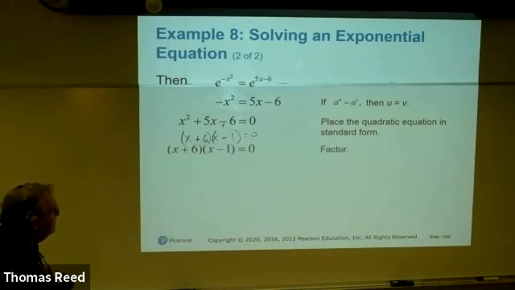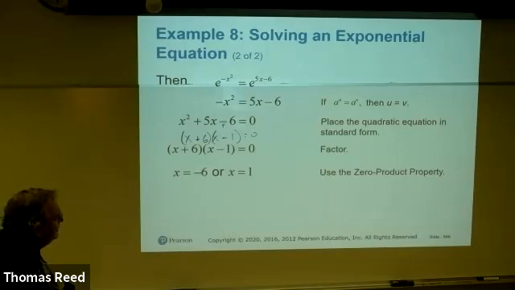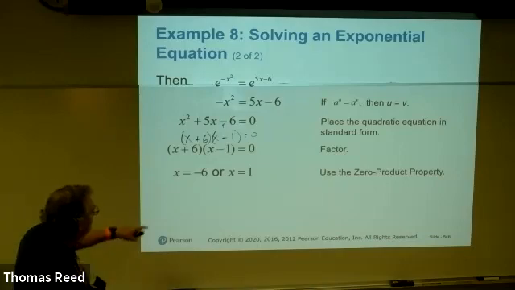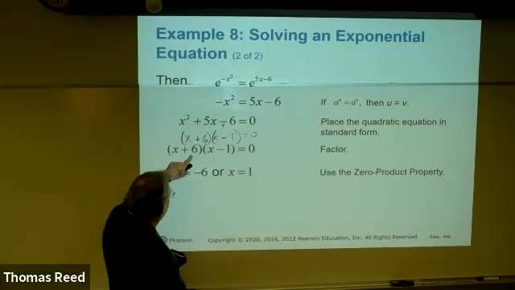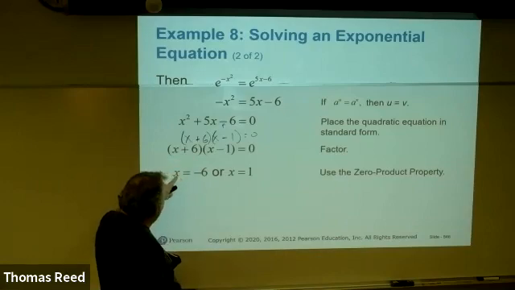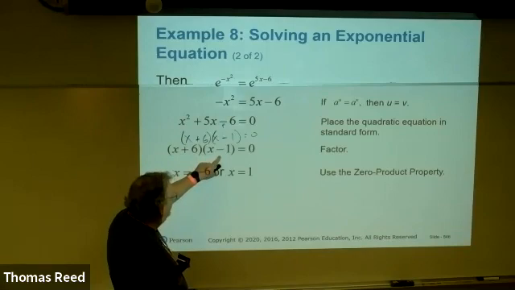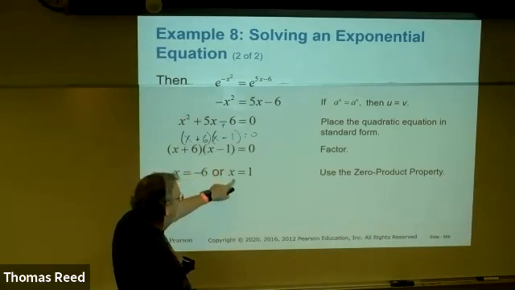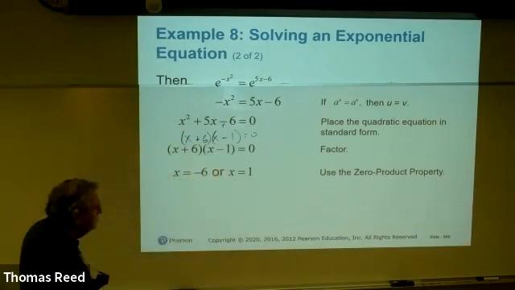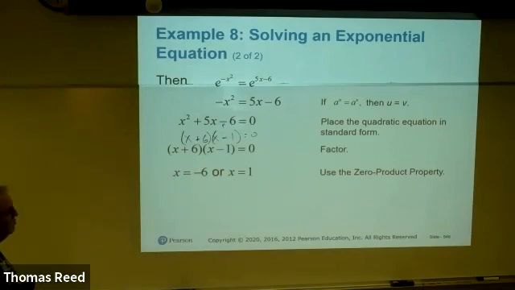Set each factor equal to 0. Right? Using the 0 product rule. X plus 6 equals 0. Subtract 6 from both sides, you get x equals negative 6. X minus 1 equals 0. Add 1 to both sides, and you get x equals 1. There are my solutions, negative 6 and 1.